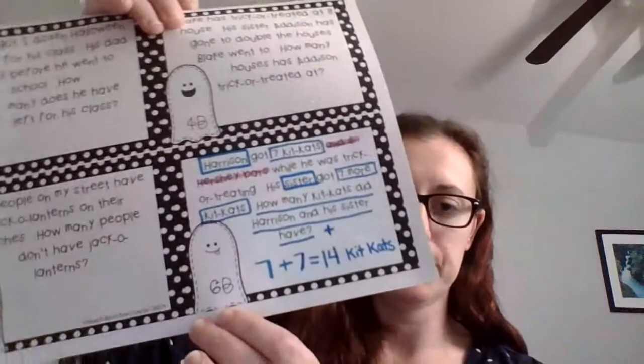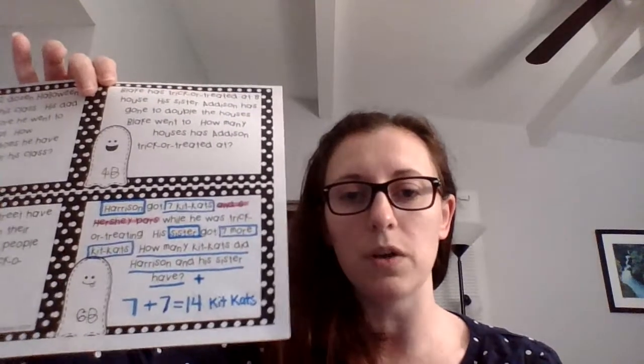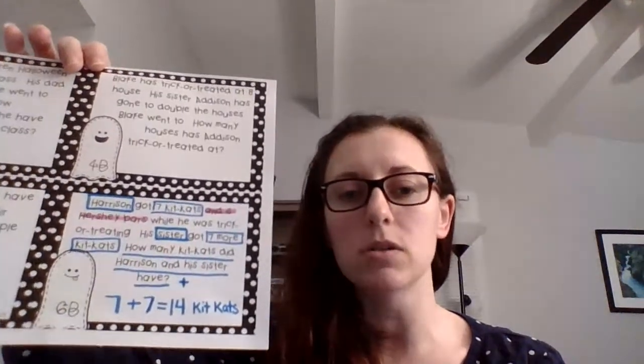So I wrote 7 plus 7 equals 14 Kit Kats. Now, as I was starting to say, these are easy numbers and easy problems for you to solve. But what I want you to focus on is not just solving the addition problem, but also solving by breaking it down, finding out what information you need, and how to solve it.